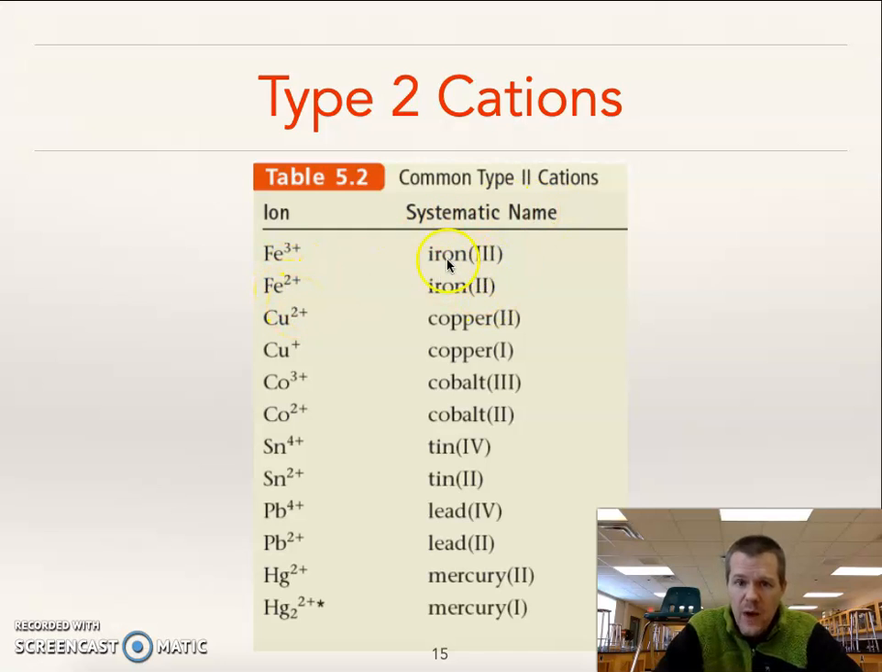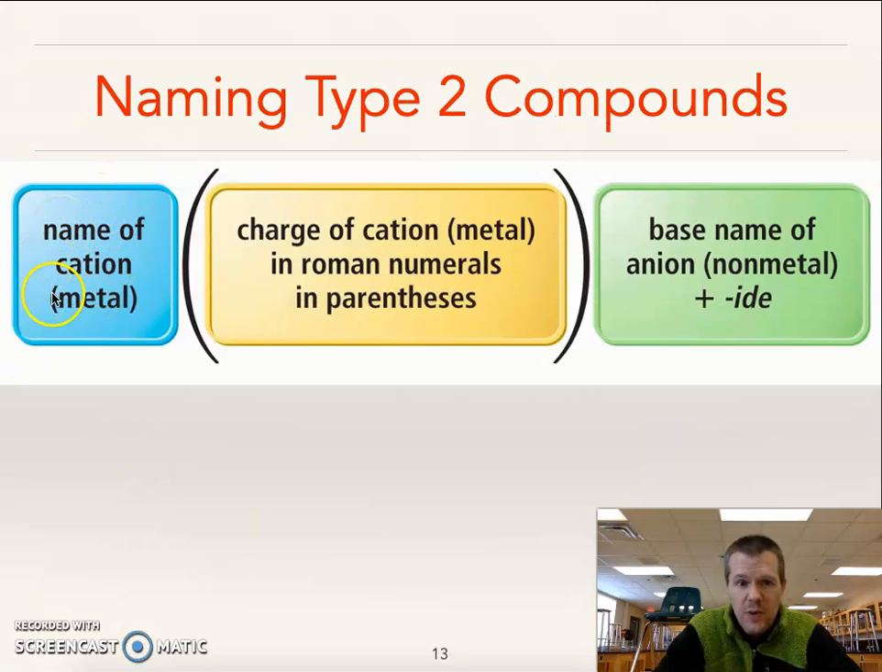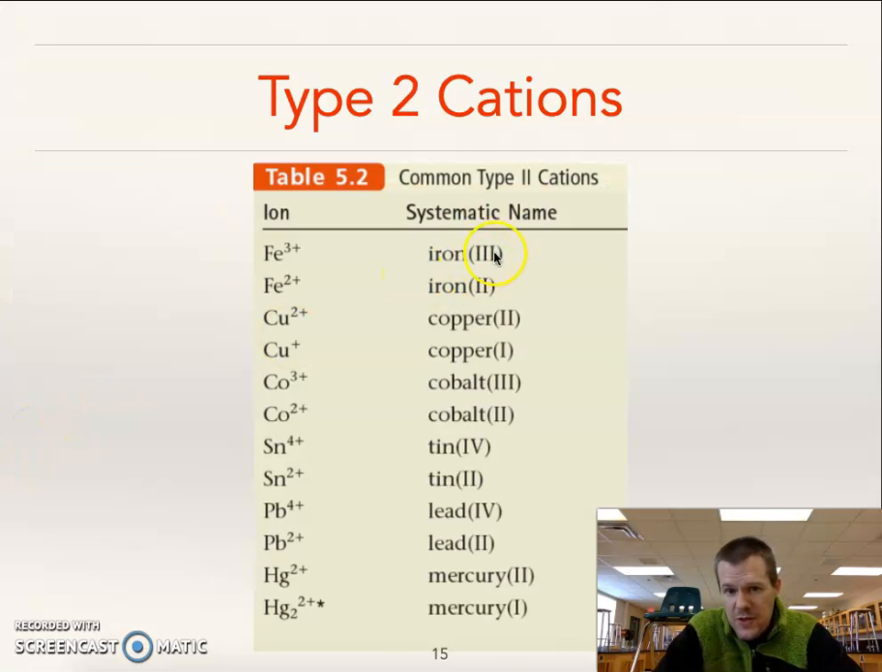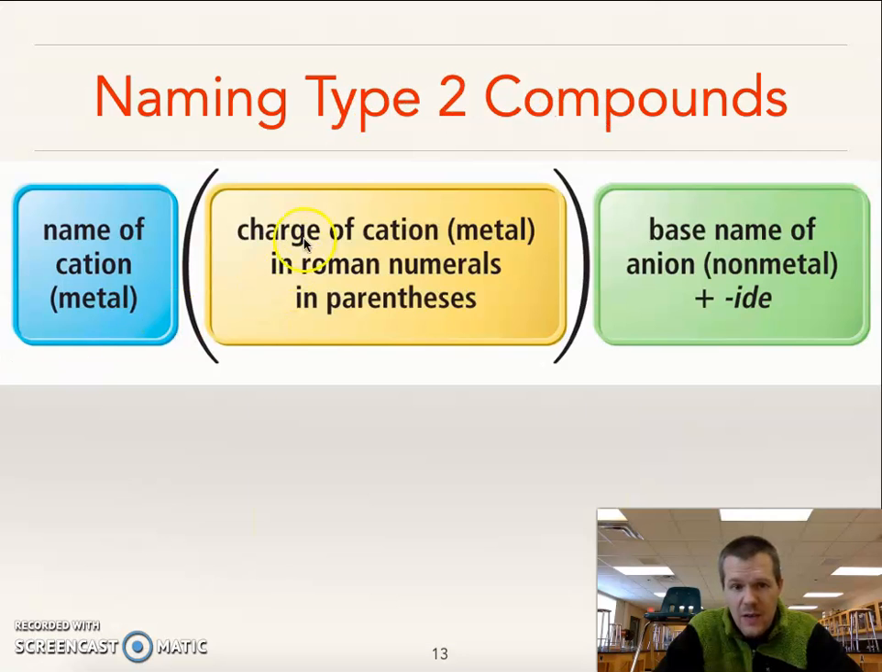Now here's how we'll be writing that out. Instead of a chemical symbol, we'll write the name. That's the blue part. So iron, copper, cobalt, tin. That's the blue part right here, name of the cation. Now this Roman number in parentheses matches with the oxidation number. That's the yellow part, right? Charge of the cation in Roman numbers in parentheses.